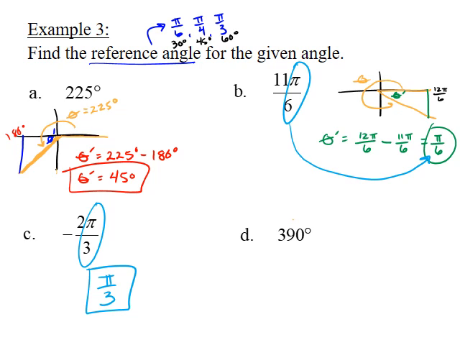So let's look at this last one. This last one is more than one full revolution. It puts us here. If we drop a perpendicular, and this is 390 degrees, I'll take 390 minus 360, and I get 30 degrees. So this reference angle is 30 degrees.